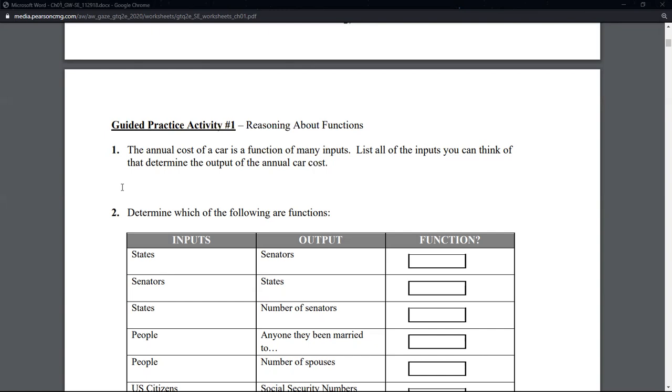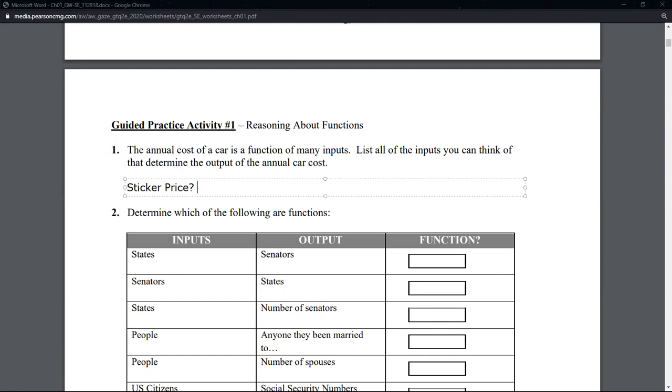Text. Get a little text box. So the annual cost of a car is a function of many inputs. Now this says something specifically, the annual cost of a car. While you can say the sticker price, and sticker price is what it says on the window when you go to the car dealer, I'm putting a question mark next to that one because it depends.